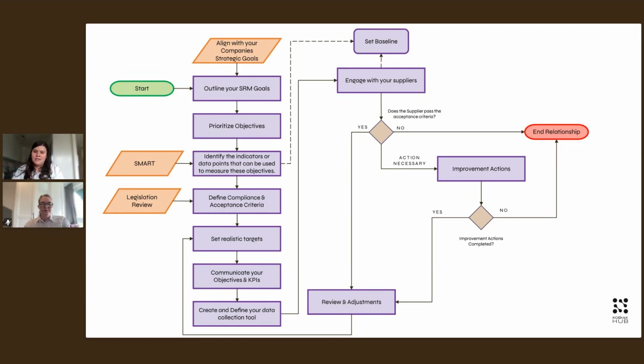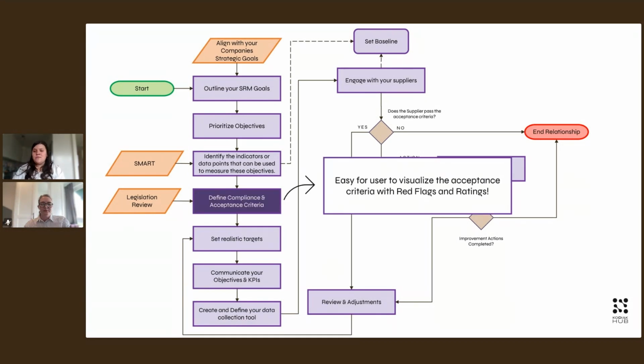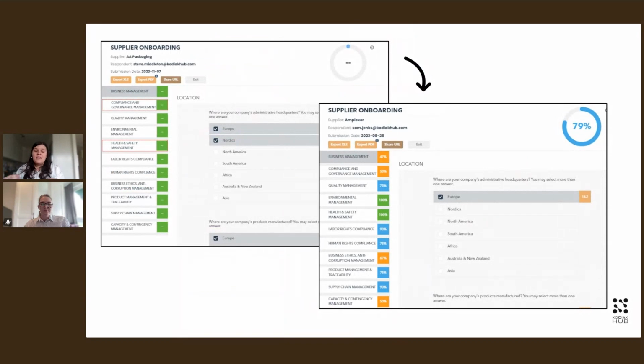And this is how Kodiak can help you. First, you have the defined compliance acceptance criteria. You know, in the platform, we have the red flags and the ratings, which make it really, really easy to identify those key points. Also, it's way easier for a user to analyze rating areas and the global rating or the report rating than to actually review all of those data points that you need to gather to be compliant. So take advantage of the rating scheme.